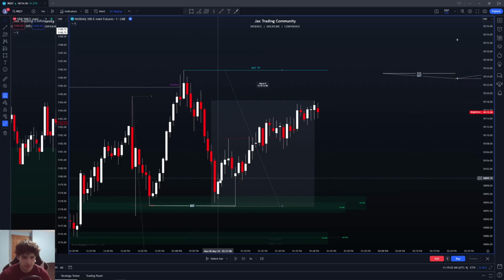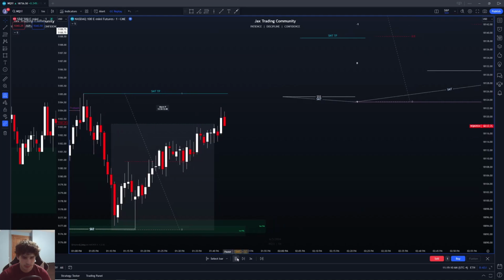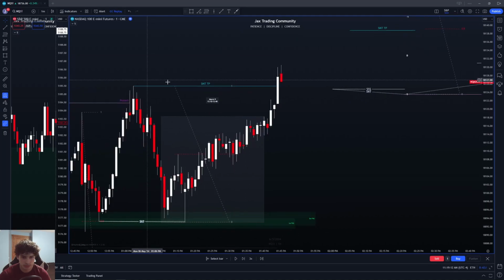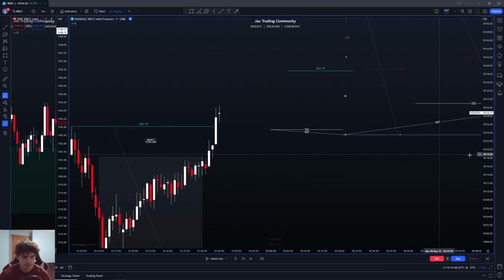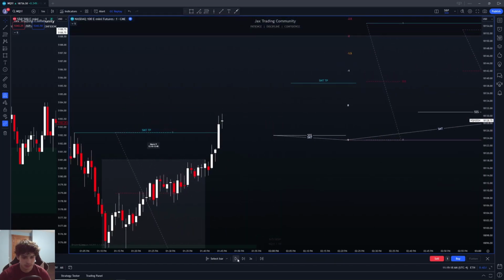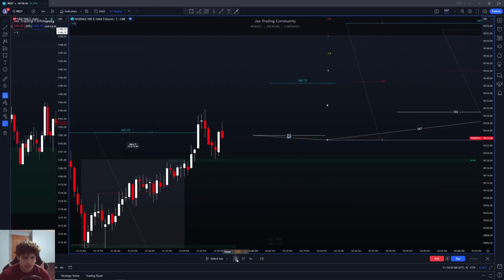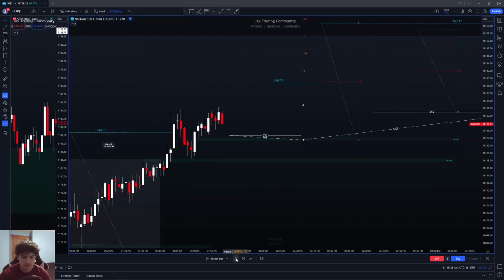We had a downtrend, we tap into the macro, and you can see right here, we obviously do the opposite of what this previous move was. Then we come back up and we do take out this SMT TP formed by this SMT. Watching price a little bit more here.